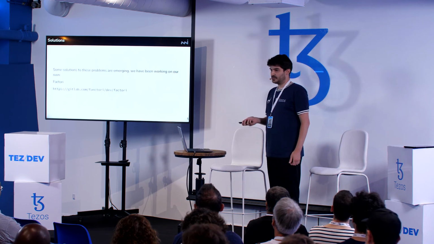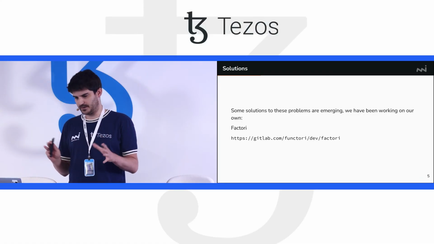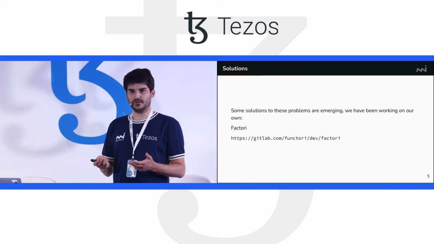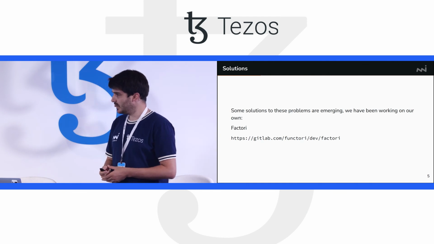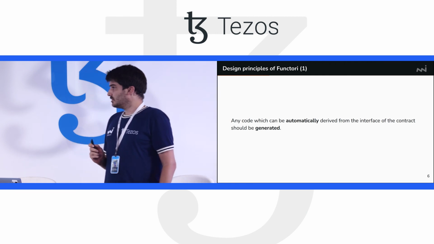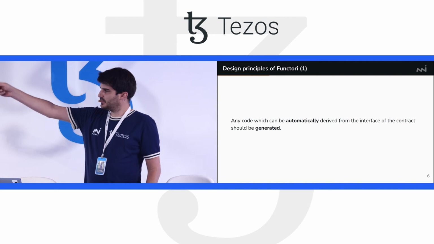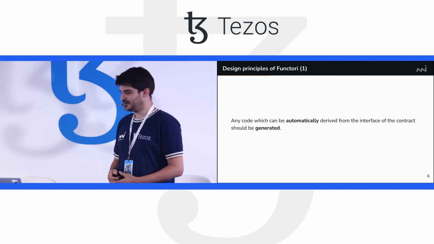So some solutions to these problems have been emerging, and some have been presented right here. I think, in particular, the SmartPy ecosystem has really nice interface. We've been developing at Functori our own solution called Factori, which you can find on GitLab, and I'm going to present it. So here, first I want to talk about our design principles. So I put design principles of Factori. It's actually Factori, but it's also our design principles in general.